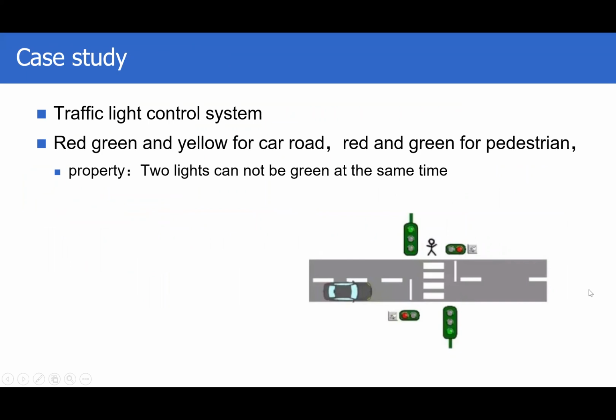This is a road, and the lights have a red, green, and a yellow light for this road. And for the pedestrian, there are two lights. In this control system, the safety property is that two lights can't be green at the same time. We must guarantee this property.